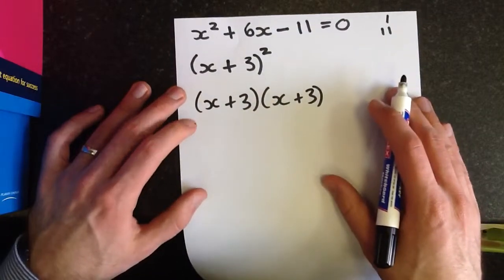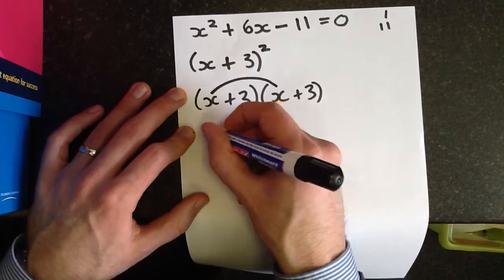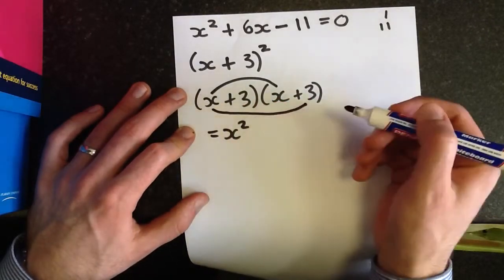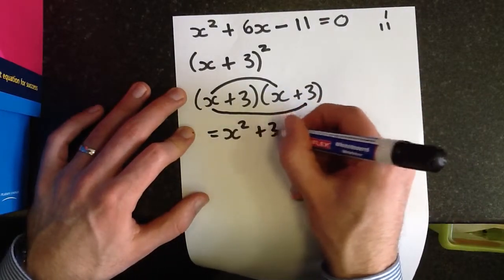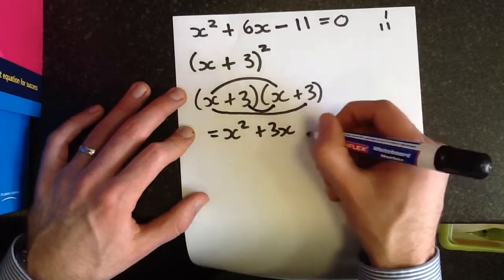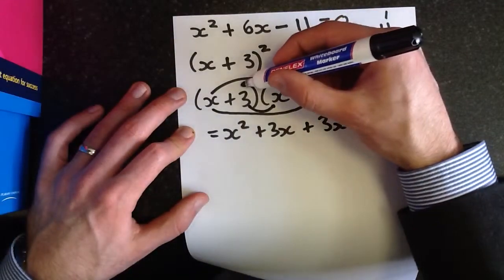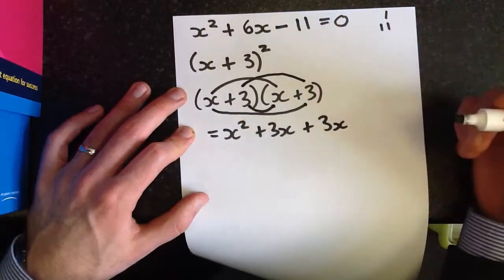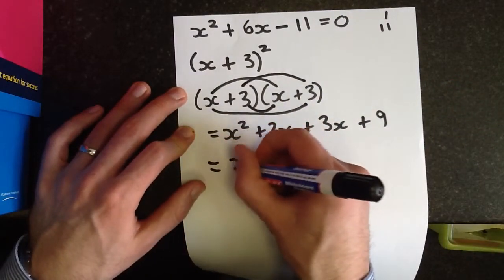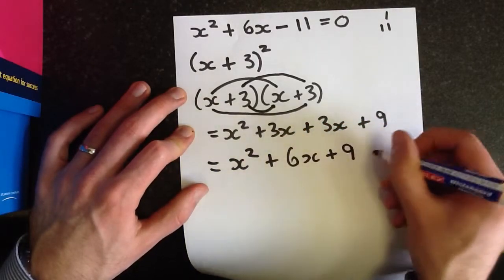If I use the FOIL method to expand that out, do the first one times the first one, that's x squared. The outside one multiplied by the other outside one, plus 3x. The inside one times the other inside one, plus another 3x. And then finally, the last one in that bracket multiplied by the last one in that bracket, plus 9. If I simplify that, I get x squared, add 6x, add 9.